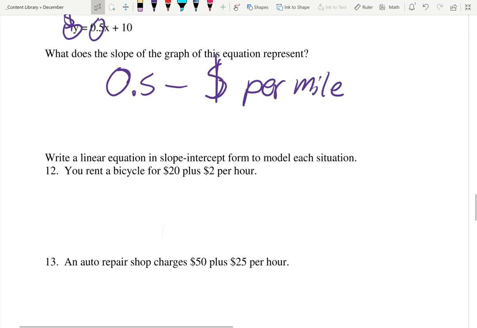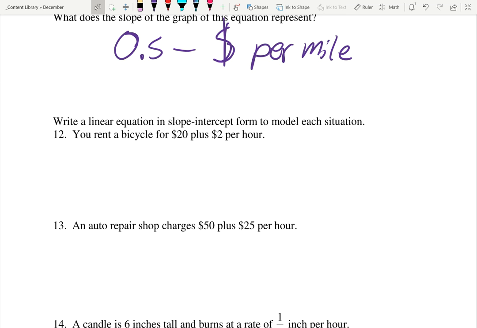10, if you're wondering, 10 is sort of that upfront fee. The fee to rent the truck, but not the fee for the miles driven on the truck, just the fee to rent it. That was 10. The fee for the miles was the 0.5.